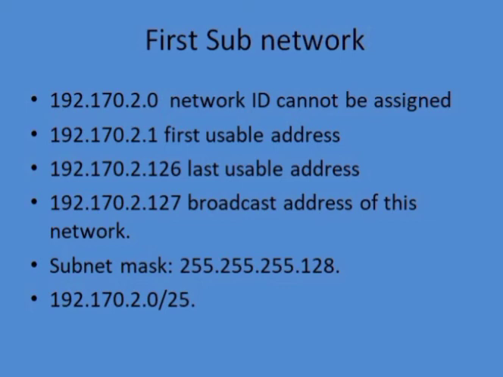Both of these subnetworks will have a subnet mask of 255.255.255.128. The other way of writing this is we can write the whole network ID slash the number of bits in the network portion. Usually this part is 24, but here since we have borrowed one bit from the host portion, it is now /25.